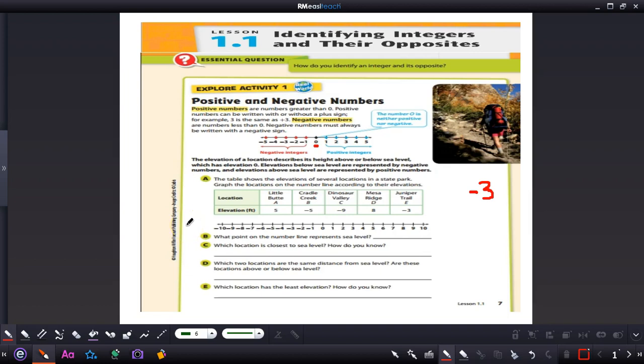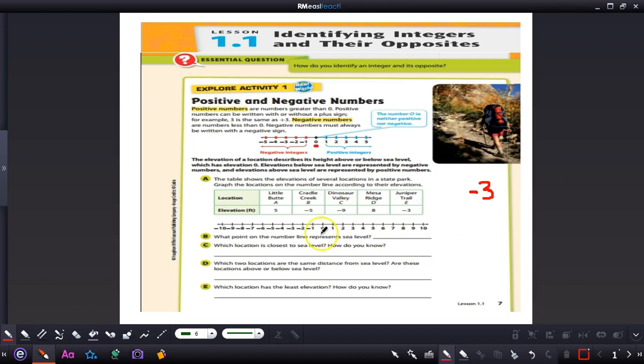Now let's move down page 7, and it says the elevation of a location describes its height above or below sea level. Now it's important to know that sea level has an elevation of 0. So elevations below sea level are represented by negative numbers, and elevations above sea level are represented by positive numbers. So we have a graph here. It says the table shows the elevations of several locations in a state park. Graph the locations on the number line according to their elevation.